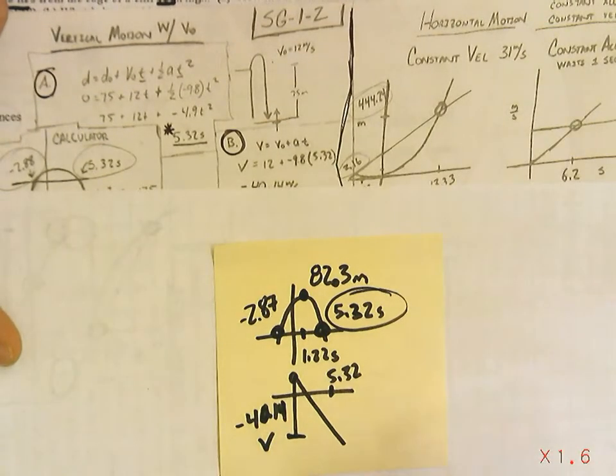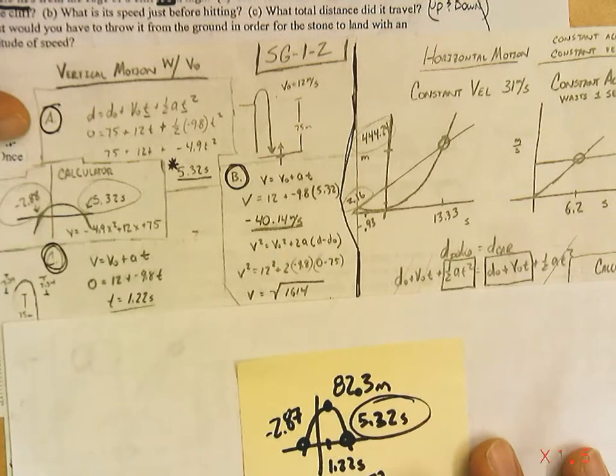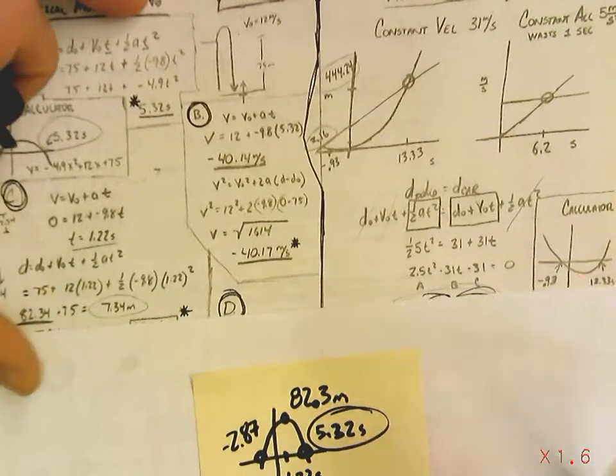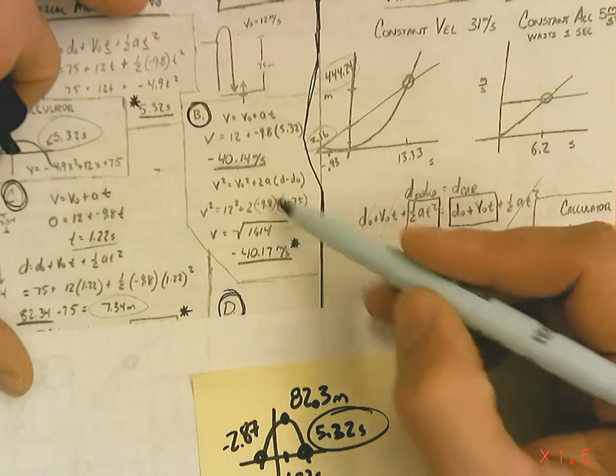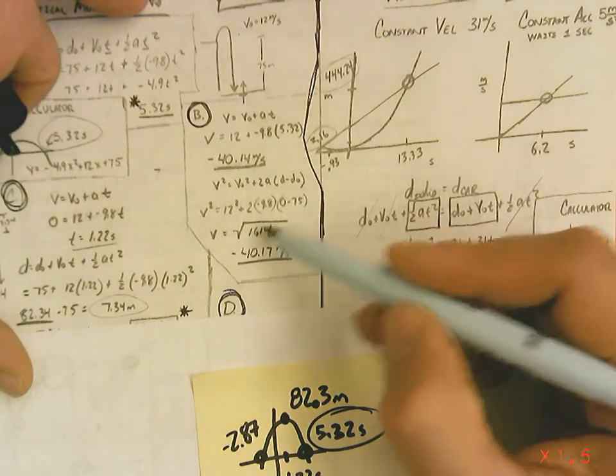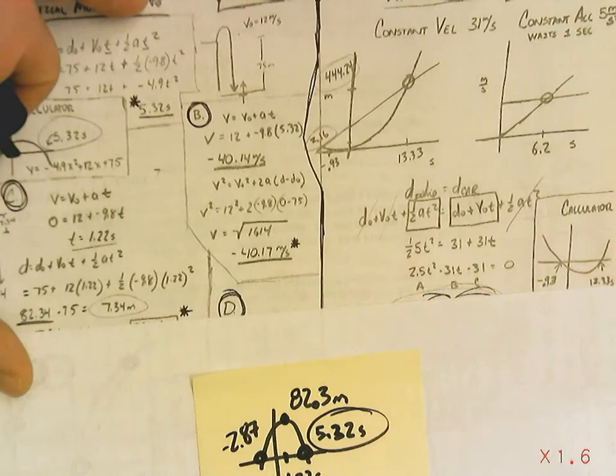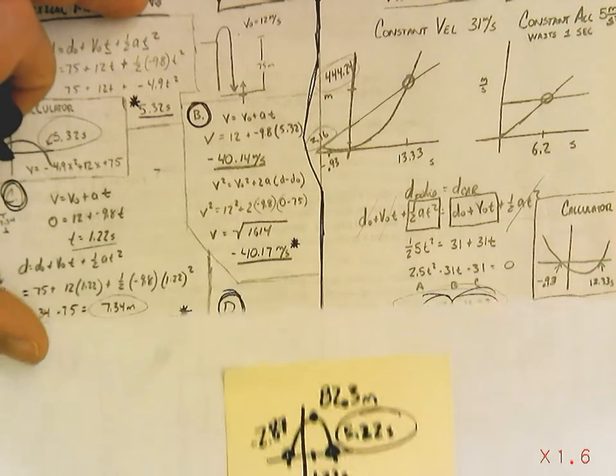We got -40. Here in this example, I did it by plugging that time in here and getting it using number 1, or you can also do it with number 4 and solve it straight away without the time and get -40. Don't forget to make it negative as it's going down when it hits the ground.